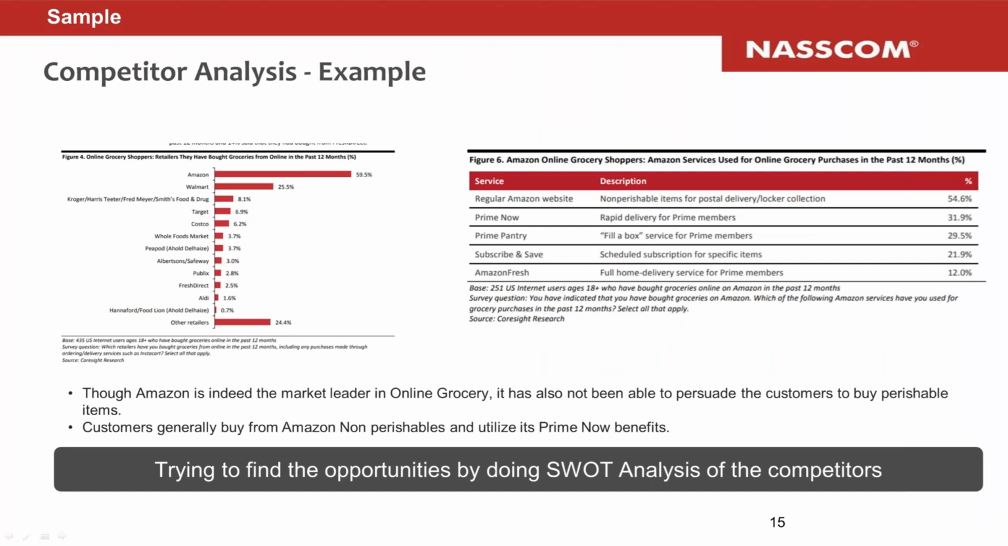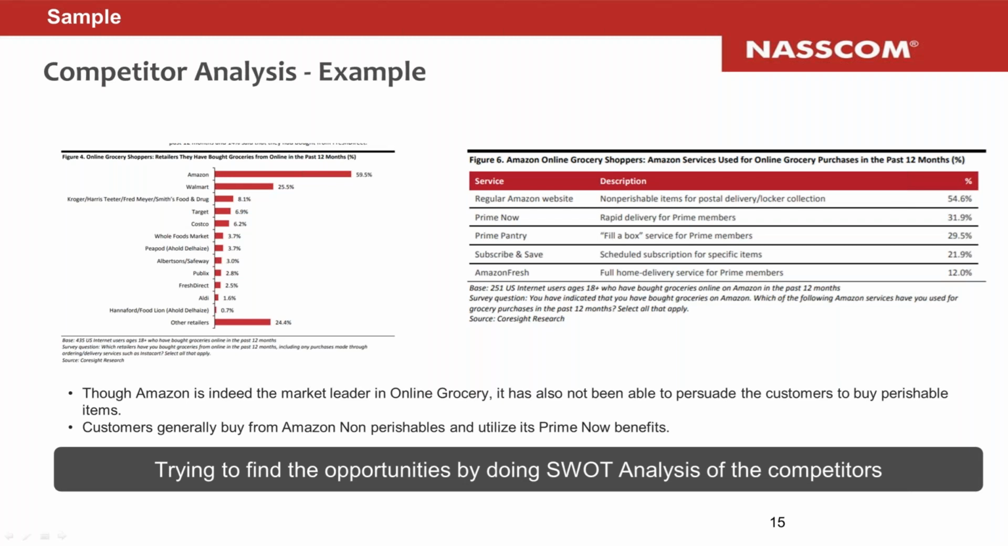The second one is competitor analysis. Now, this is again an example. We've been talking about competitor analysis till now, and this is again an example talking about how Amazon or Walmart or Target, the giants of the world, have been performing in the grocery space.